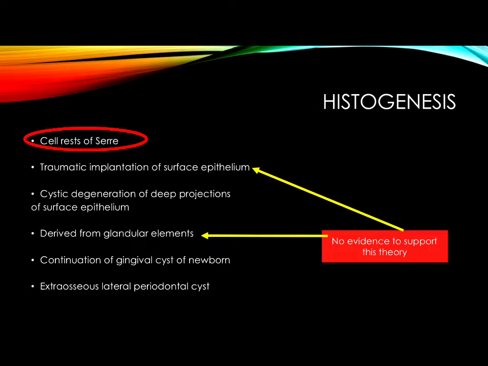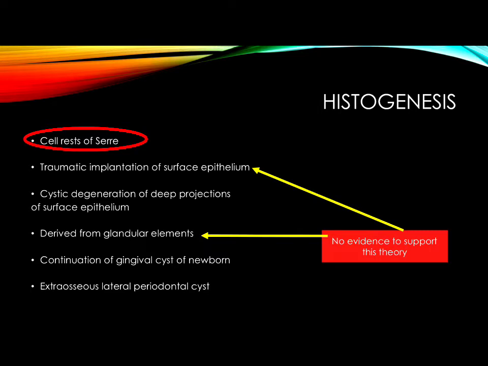Now, the presence of certain keratinizing variants of gingival cyst of adult gave rise to the conclusion that this cyst may be derived from the continuation of the gingival cyst of newborn, which has failed to undergo resolution. And the clinical predilection, that is, it has a predilection to the mandibular premolar canine region similar to that of a lateral periodontal cyst. So they said that maybe it is a soft tissue variant of the lateral periodontal cyst.